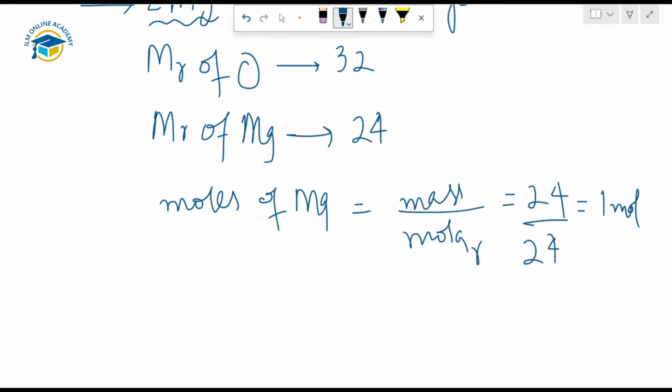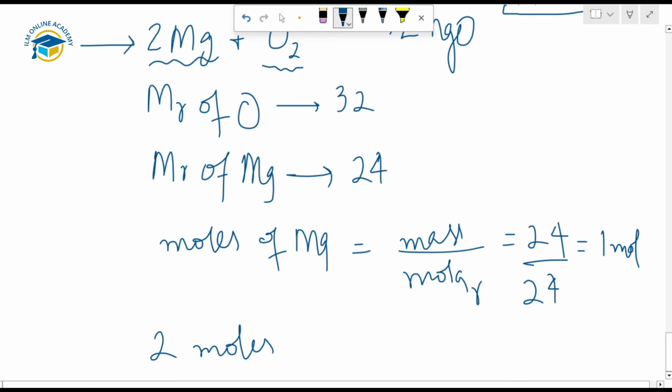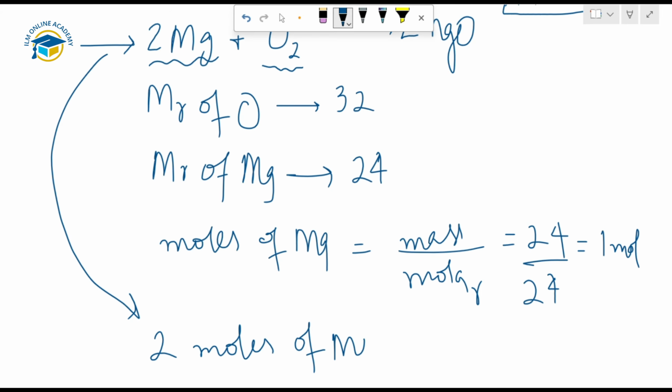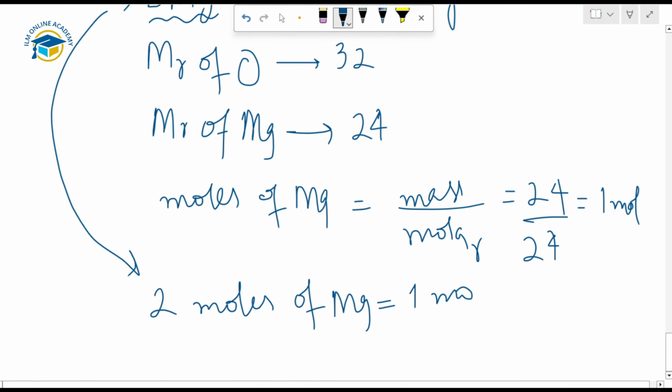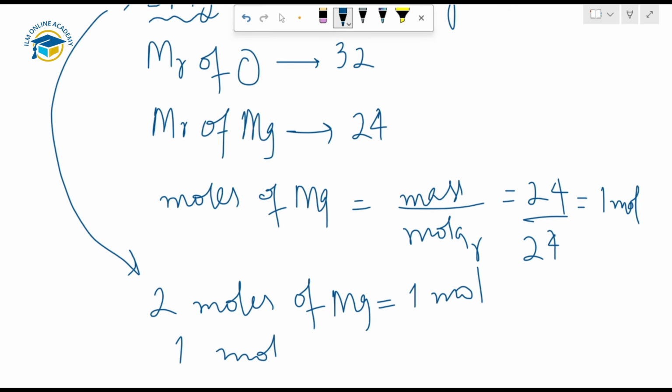We can calculate the moles of oxygen by using the balanced numbers. From the chemical equation you can check that 2 moles of magnesium react together. If 2 moles of magnesium equals 1 mole, then according to that, 1 mole of oxygen will be 0.5. So from the balanced chemical equation you can easily find out the moles of the oxygen.